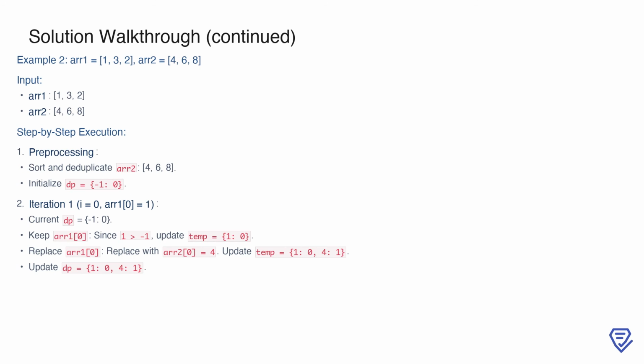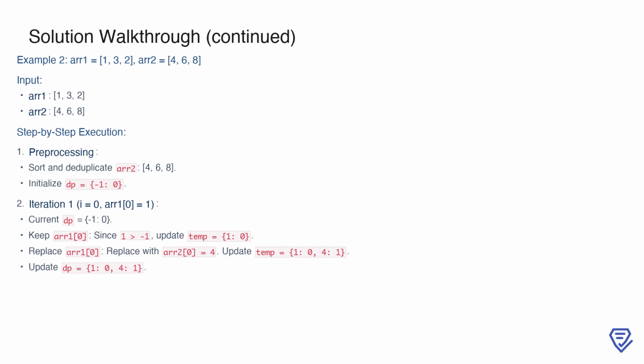Let's move on to another example where ARR1 is 1, 3, 2, and ARR2 is 4, 6, 8. After pre-processing ARR2, we get 4, 6, 8, and we initialize DP as {-1: 0}. In the first iteration, we consider ARR1[0], which is 1. The current DP is {-1: 0}.